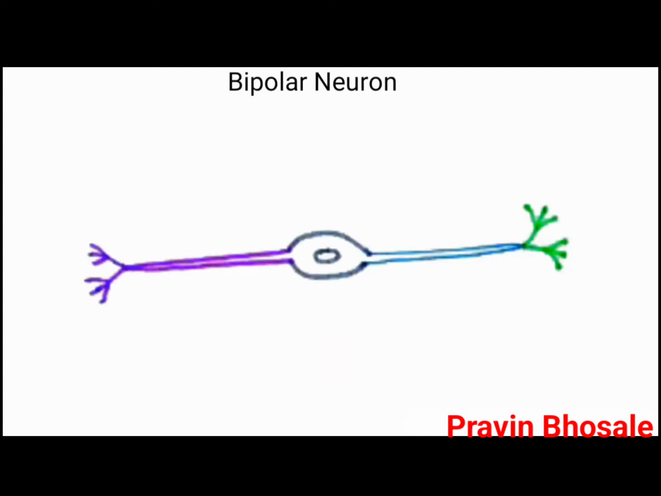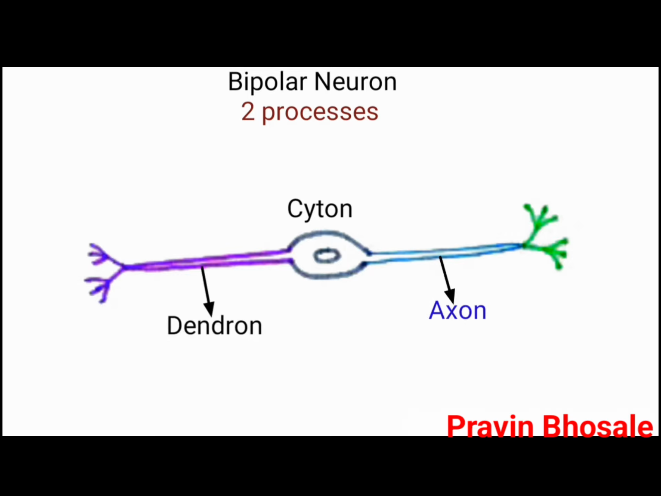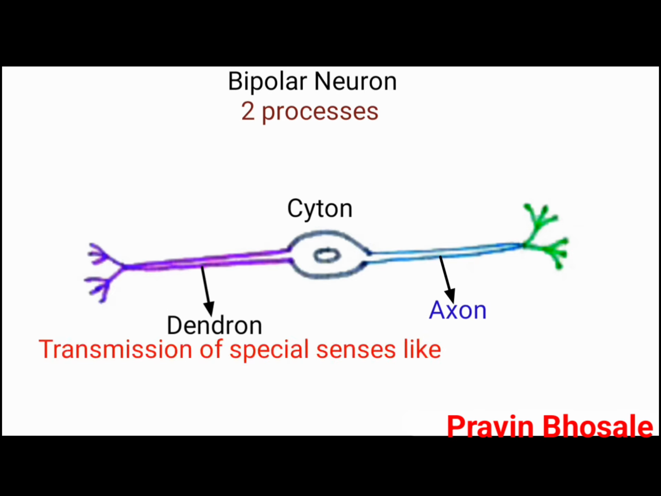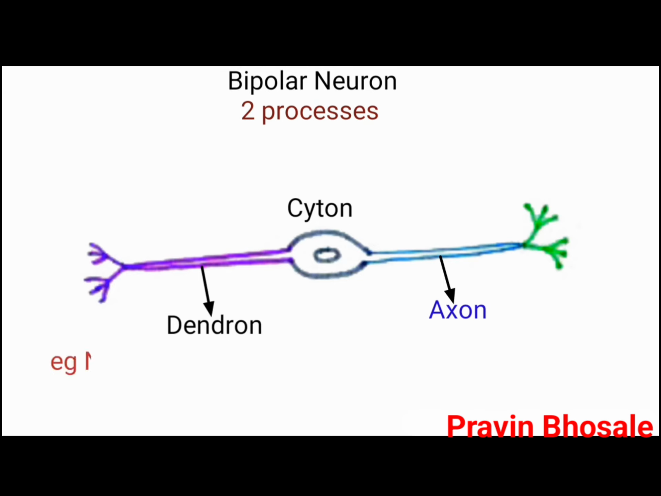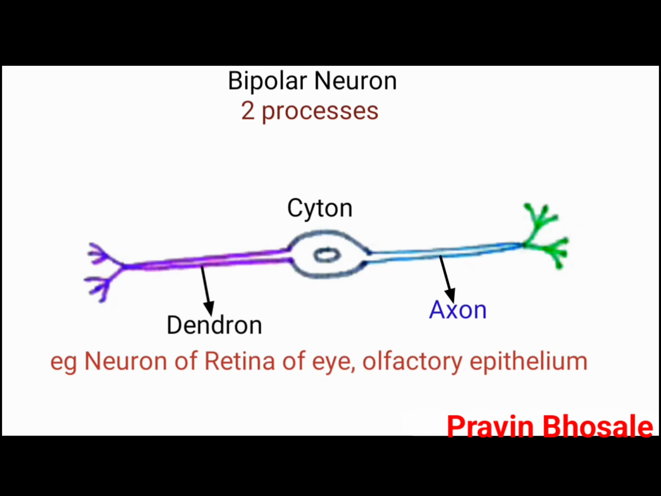Bipolar neuron has two processes originating from the cyton. A single dendron and an axon are given off from opposite poles of the cyton. They bring about transmission of special senses like sight, smell, taste, hearing, etc. Neurons of retina of eye and olfactory epithelium are the examples.